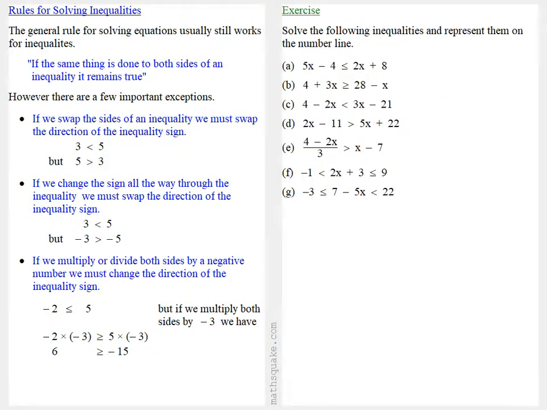There follows an exercise. What you can do is pause the video at this point, have a go at those, and then when you restart the video, I'll go through the solutions.